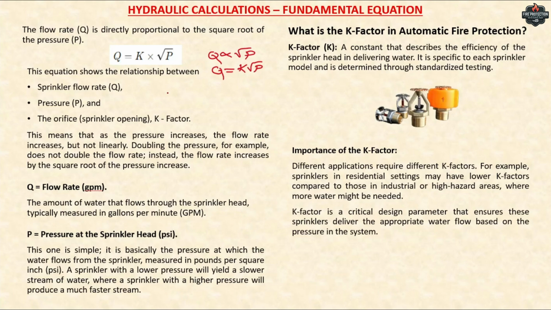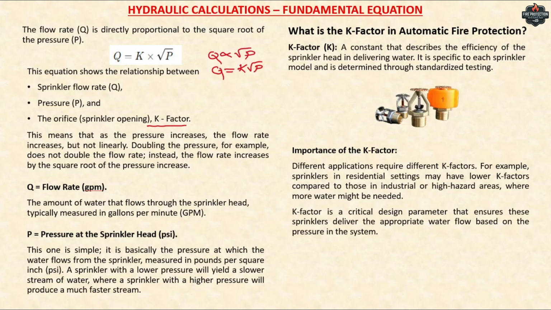Okay, so now let's see. The K factor usually ranges from 4.2 to 5.6 for smaller homes like residential buildings, and for commercial application it can be from 5.6 to 8, and for higher challenge sprinklers like extra hazard, it can be 11.2 or 14 or even more. We'll discuss this K factor in detail later.